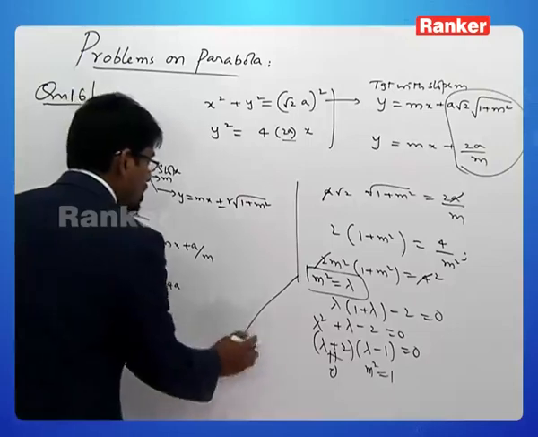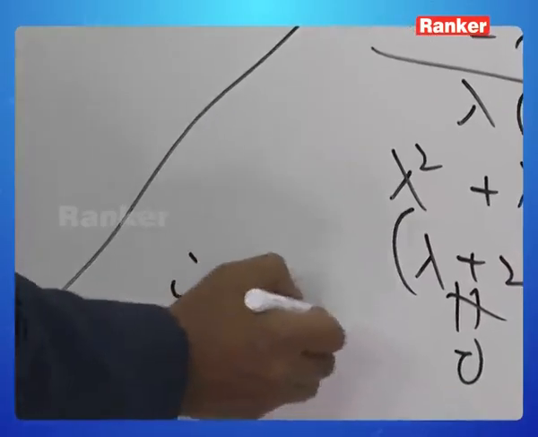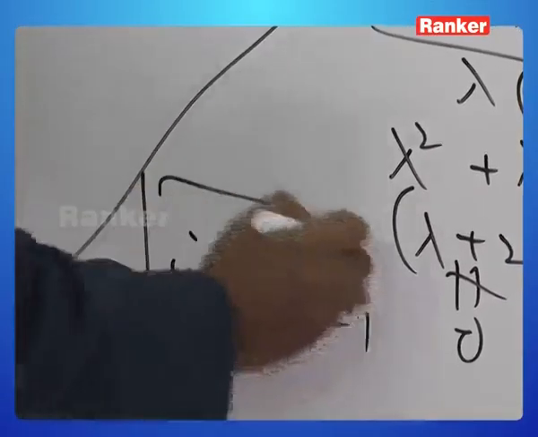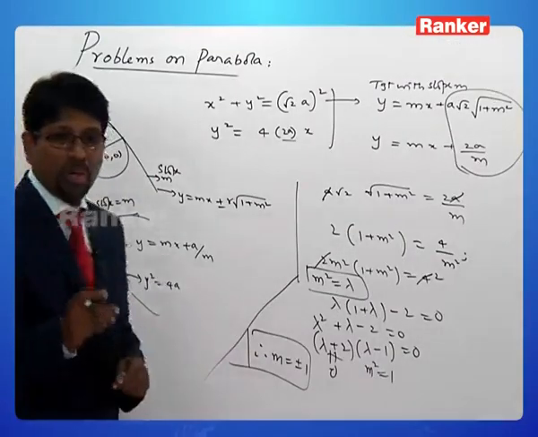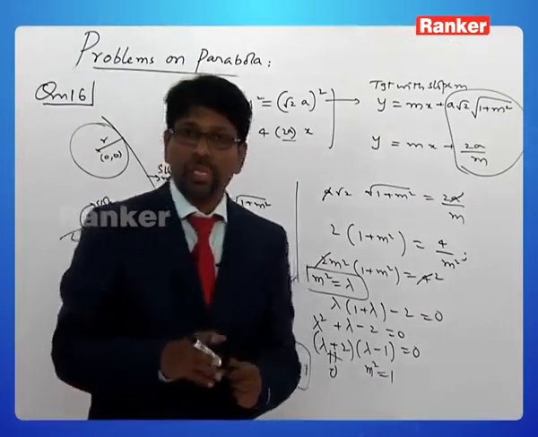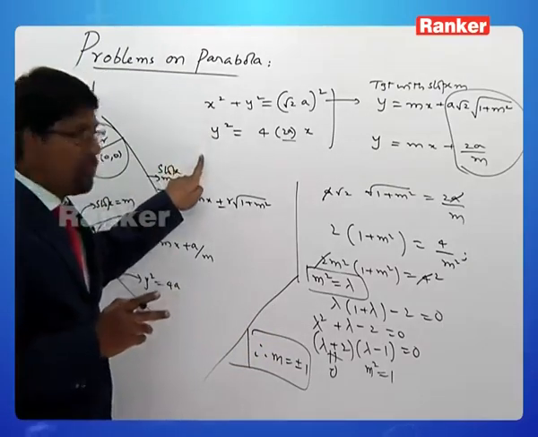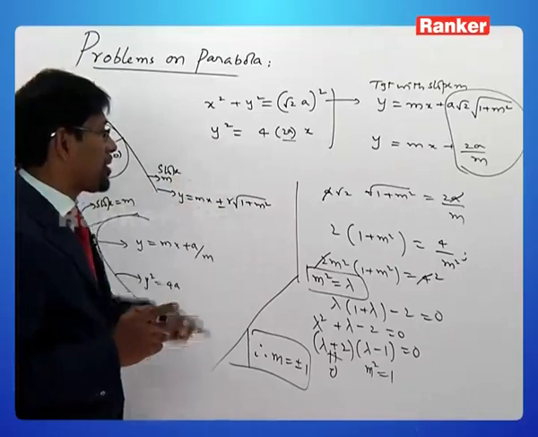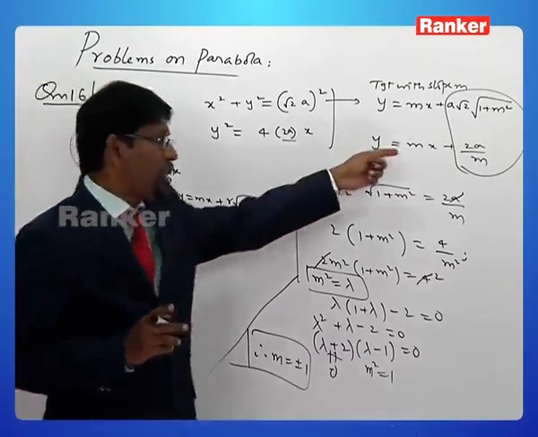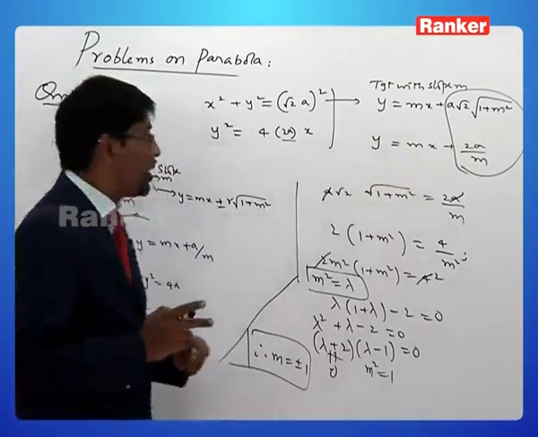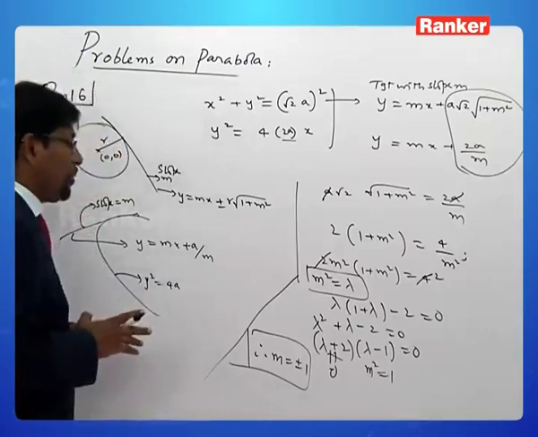Therefore, what can you say? m is equal to plus or minus 1. So the tangent with slope 1 or minus 1 is going to be a common tangent to both the circle as well as the parabola y square equal to 8ax. So I have to take m is equal to plus or minus 1.